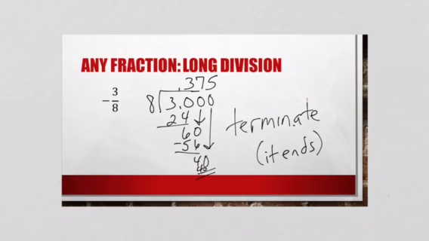Now our actual answer is -0.375. Don't forget that negative out in front. But this is what we call a terminating decimal because it ends.